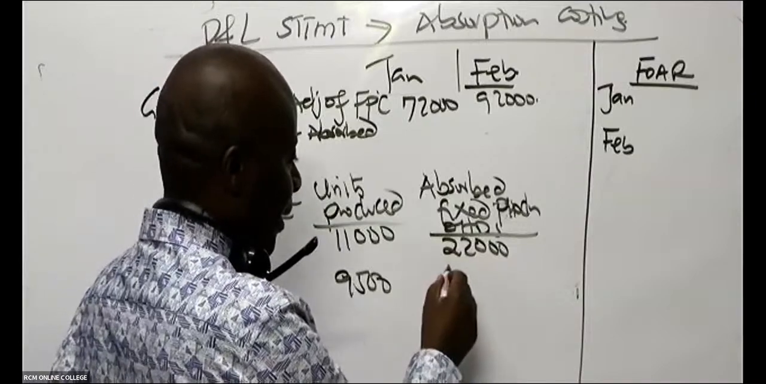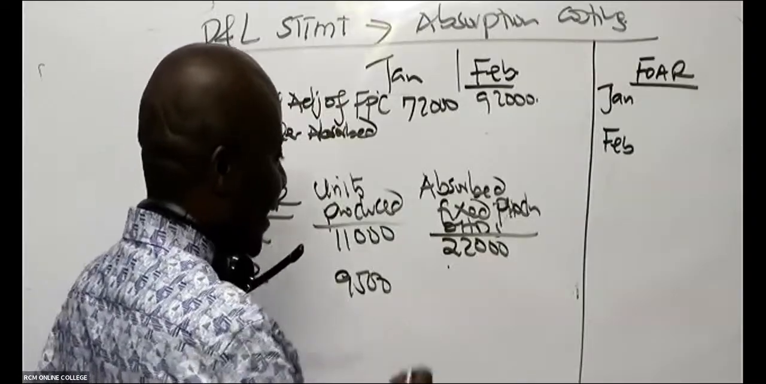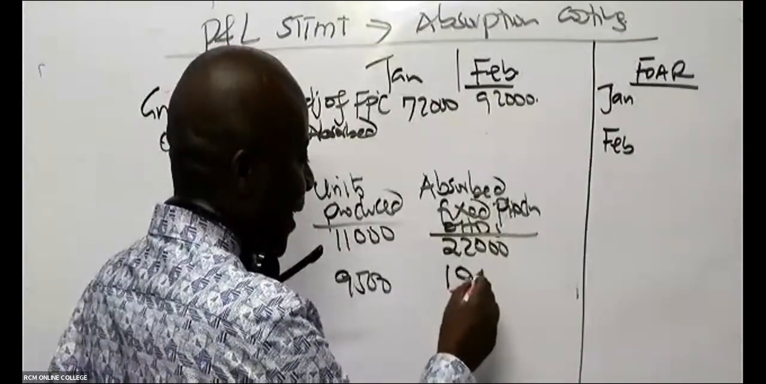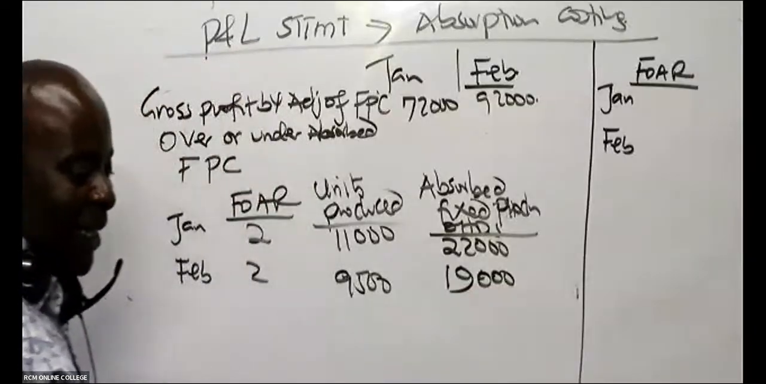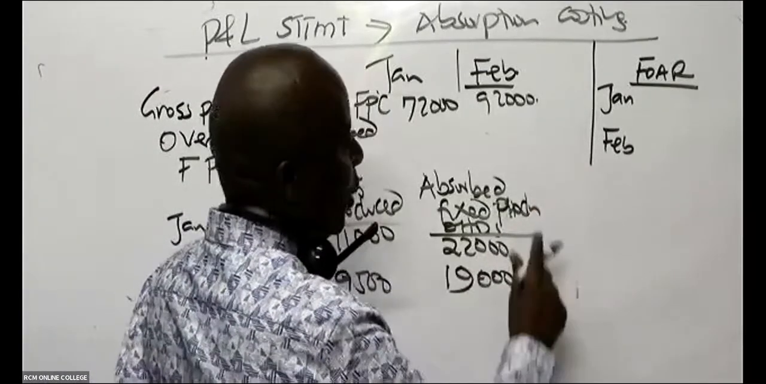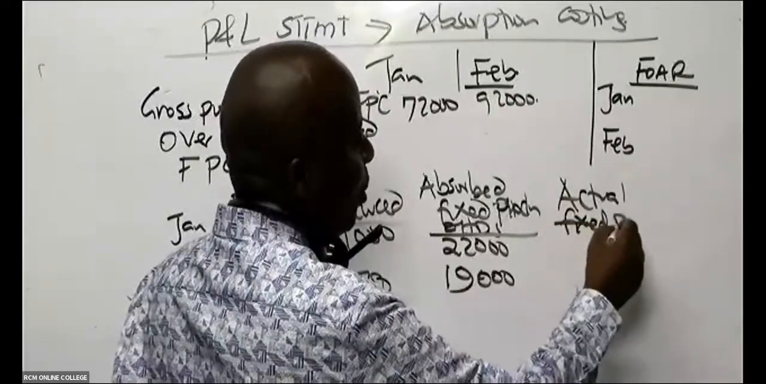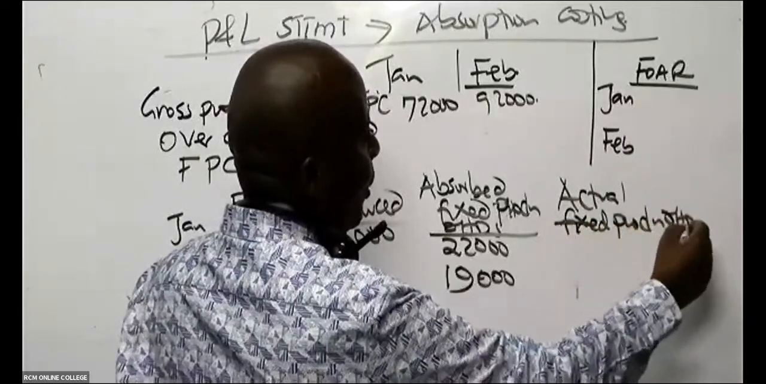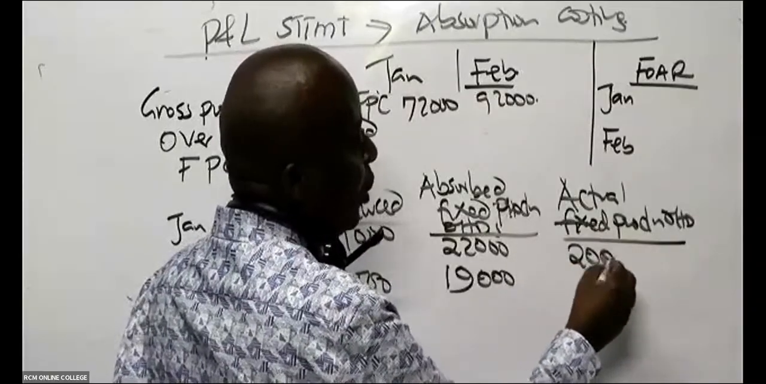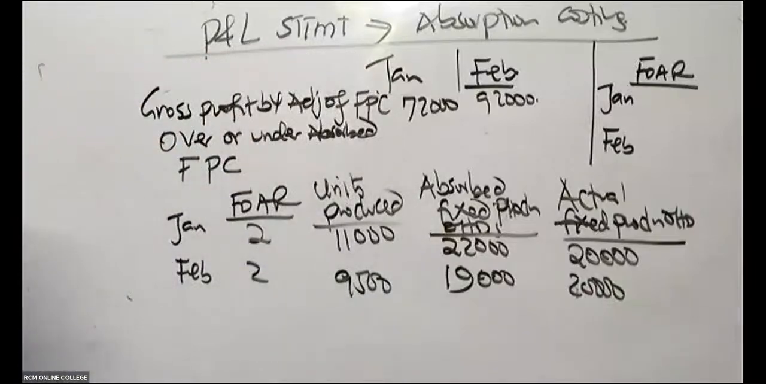2 times 9,500 is 19,000, isn't it? Yeah, you guys are following very well. Thank you very much. So then give me the actual fixed production overheads. The actual fixed production overhead, you told me per month, is 20,000. So then what is the difference?